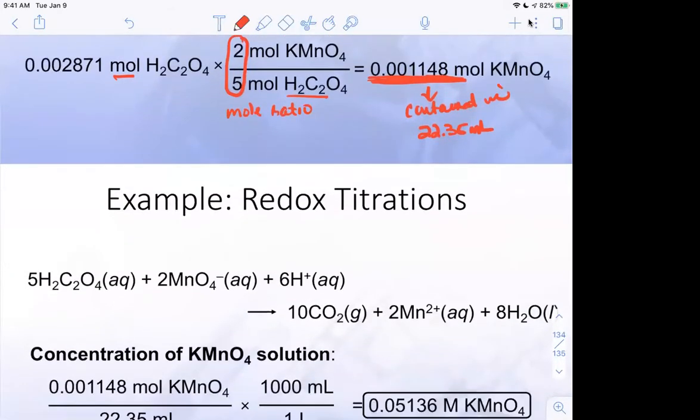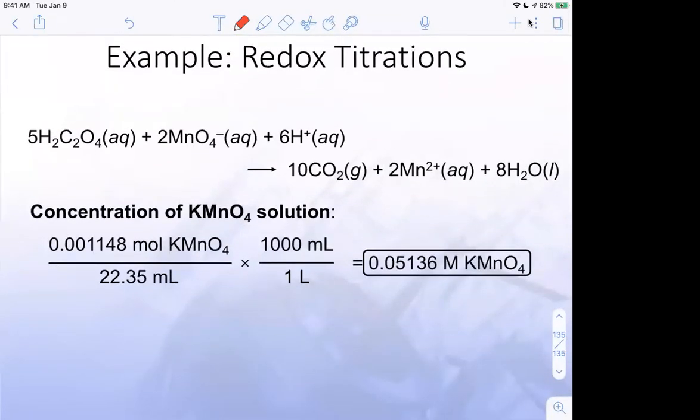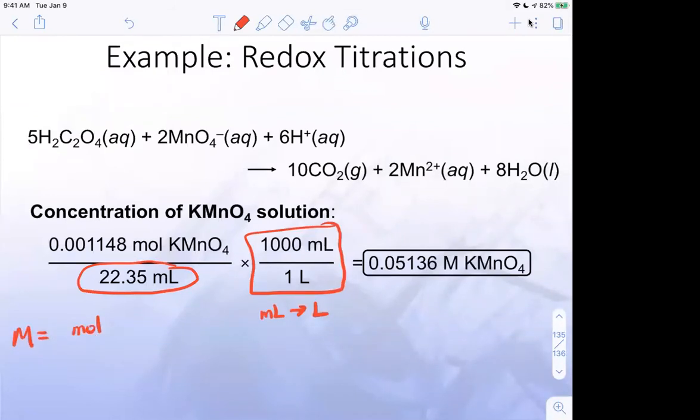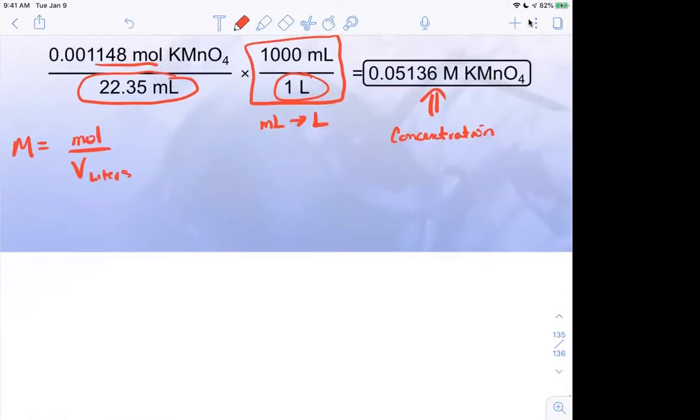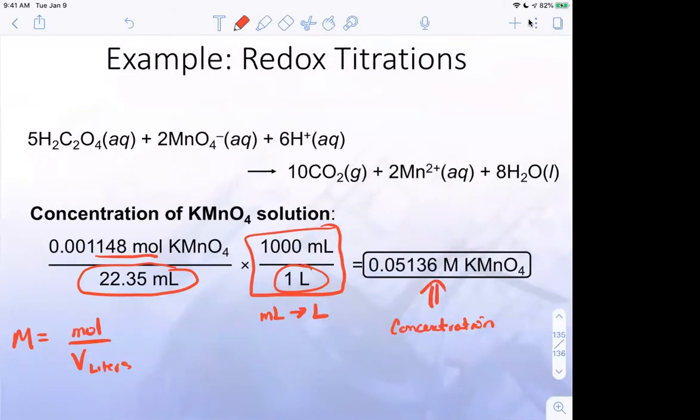So then the next thing is I'm going to convert my milliliters to liters. So this just converts the milliliters to liters. And remember, molarity equals moles over volume in liters. So if I take the moles and I divide by the volume in liters, this is going to be the concentration of that unknown potassium permanganate. So this is how I do a redox titration.